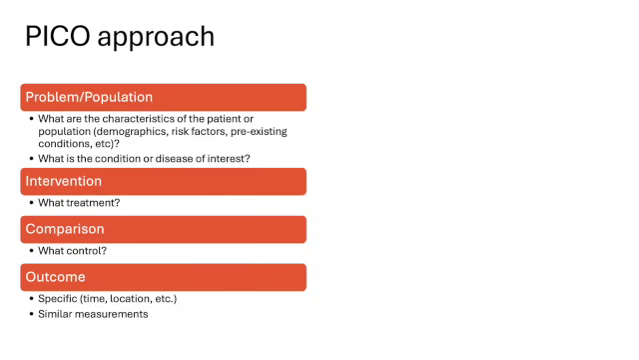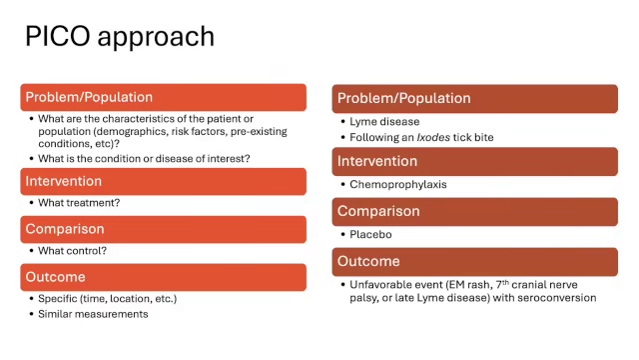So specifically for a systematic review and meta-analysis, using the PICO approach, make very clear what studies you will accept and what studies you will not accept. So for example, in that example of a systematic review and meta-analysis I showed, the problem was Lyme disease, and the population was people who have had an Ixodes tick bite. The intervention is chemoprophylaxis. The comparison was placebo, and the outcome was an unfavorable event with seroconversion. So it very clearly makes the inclusion and exclusion criteria for that particular study. Using this PICO approach, we can make a nice, clear, systematic review that will help us to understand the true evidence behind a particular treatment. In this case, chemoprophylaxis for Lyme disease.